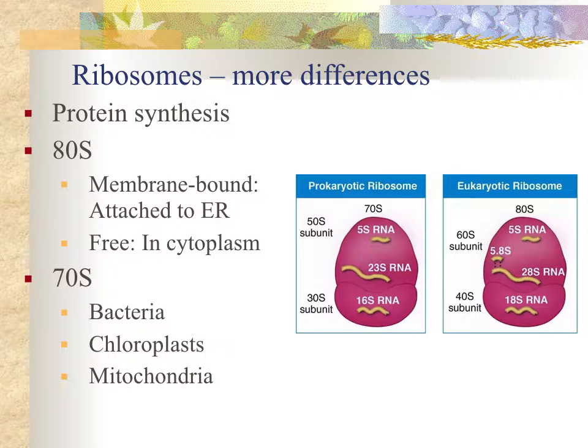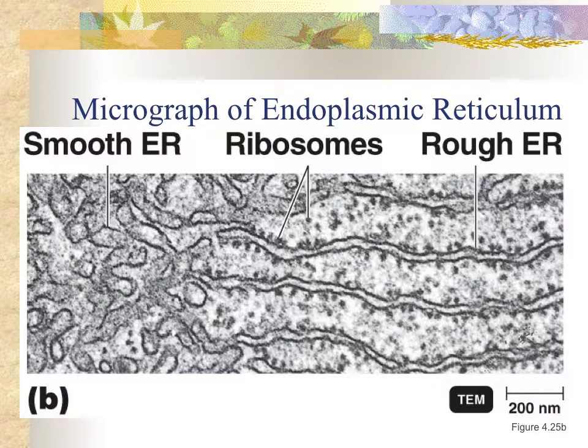Eukaryotes also contain a 70S ribosome, just like in bacteria, but that's confined to two organelles. In eukaryotes, this occurs only in the chloroplast and only in the mitochondria. So there's two types of ribosomes in eukaryotes. There's a picture there of ribosomes.